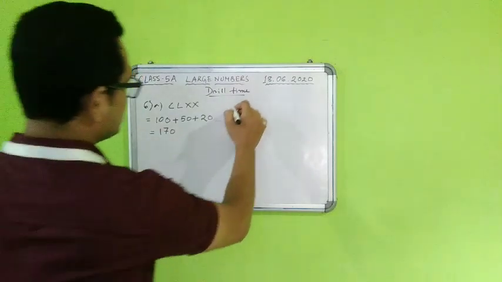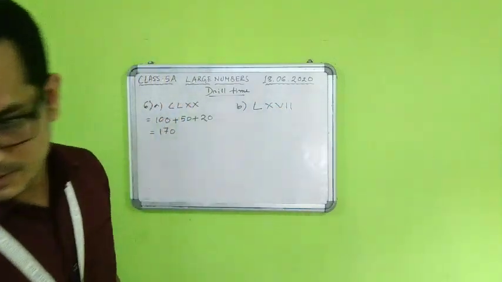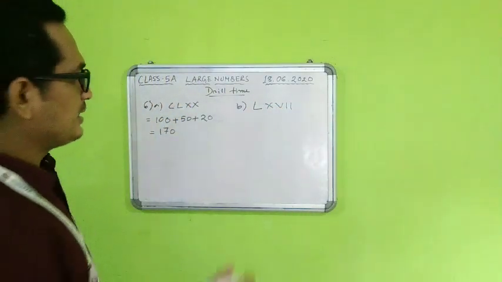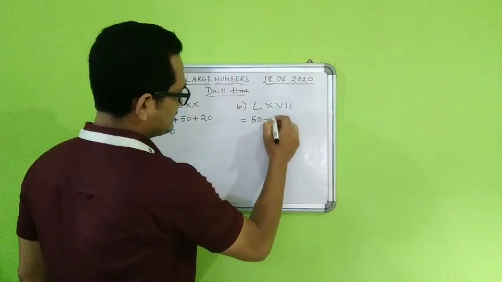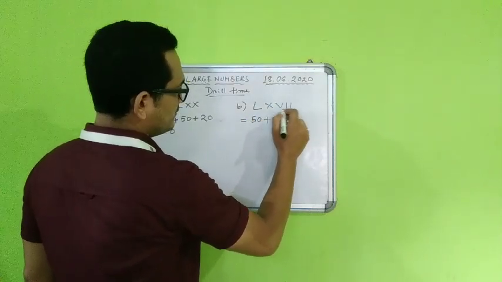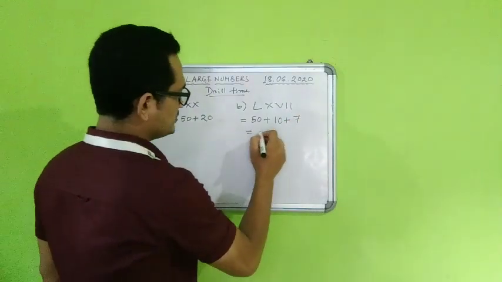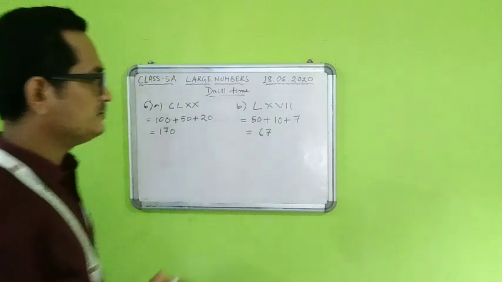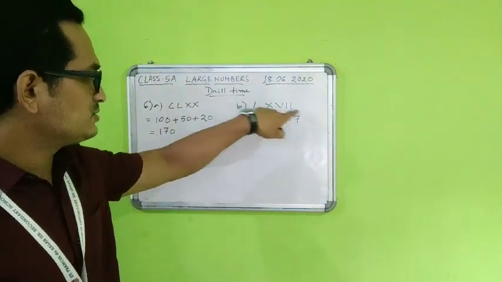Next number B is LXVII. Now L means it is 50, X means it is 10, and VII means you can say 7. So of course the number will become 67, because all will be added again, because the smaller one is on the right hand side.